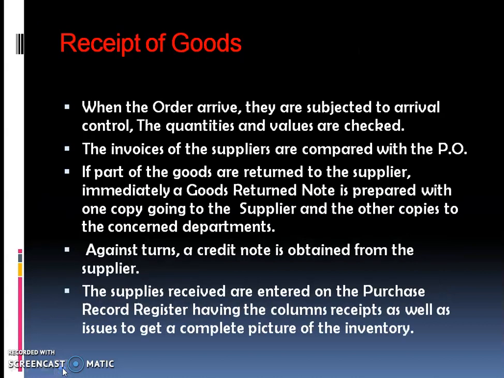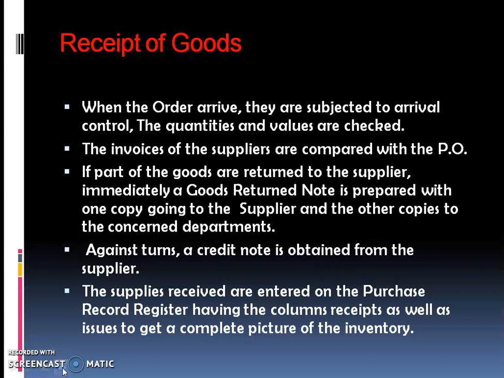Then receipt of goods. When the order arrives, the goods are subjected to arrival control. The quantities and values are checked. The invoice of the supplier is compared with the PO. If part of the goods are returned to the supplier, immediately a goods return notice is prepared, with one copy going to the supplier and the other copy to the concerned department. Against returns, a credit note is obtained from the supplier.